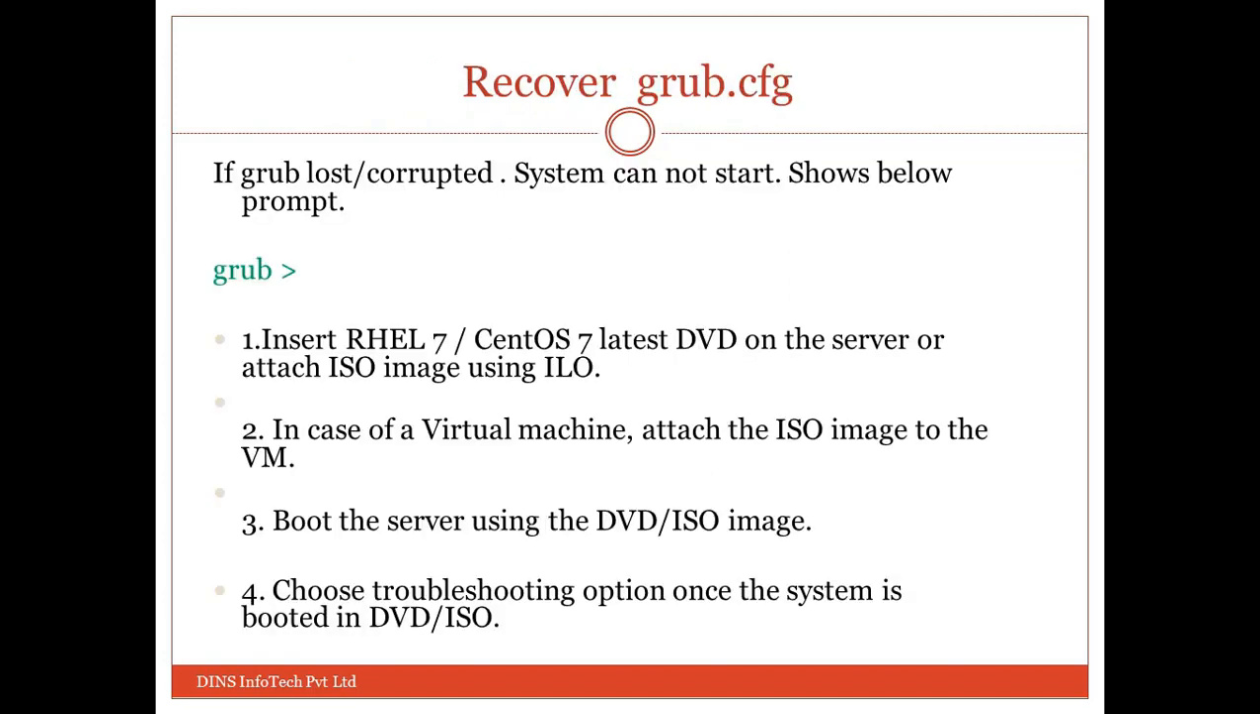Next we'll discuss, suppose your bootloader file, that is grub.cfg, is lost or corrupted. So what process do we need to follow to recover that file? The steps are given below. We'll explain in short. We need to insert the RHEL 7 DVD into the DVD-ROM. If we are using a virtual machine, then we'll link the ISO image file to the VM.